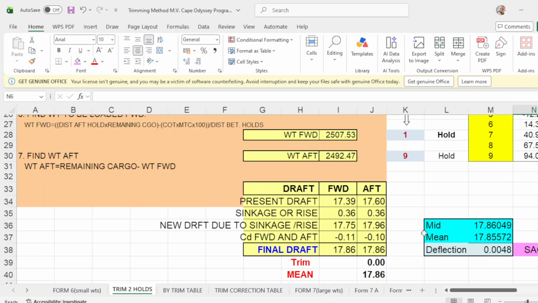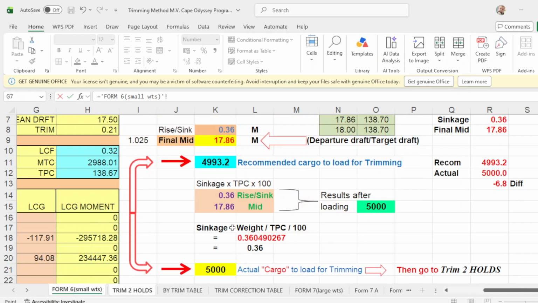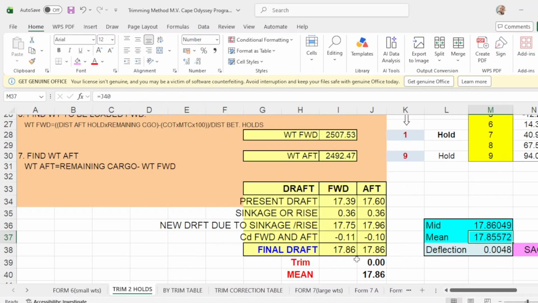So how did I get this mid draft? Put equals. You go to form number 6 and click this one, your departure mid, okay? Actual, because you loaded 5,000. Press enter, and your mean, put equals, and this is your mean. Click, and your deflection is 0. Why? Why sag? Because mid is greater than your mean draft.